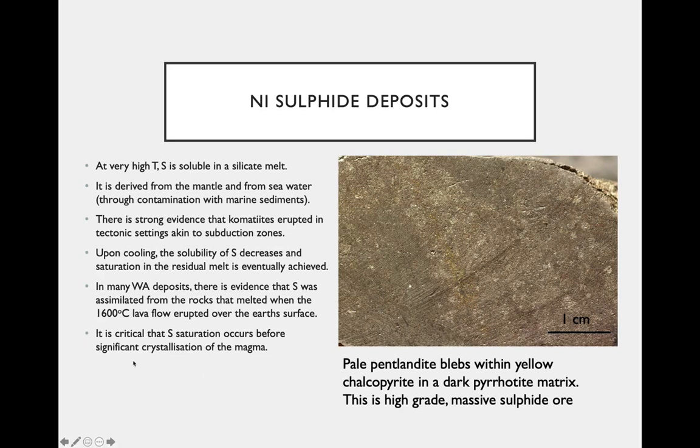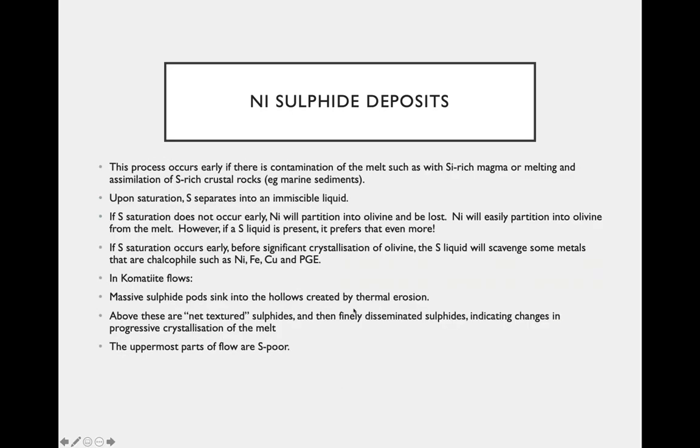And it's very important that sulfur saturation occurs early in the magma crystallization history, before substantial crystallization, because certain phases will take away those metals and make the deposit of lower grade. So it occurs during this contamination. Upon saturation, sulfur separates. If it does not occur early, nickel will partition into olivine and be lost. So this is what I'm saying. It has to occur before olivine crystallization, which usually is one of the early crystallizing phases in high magnesium ultramafic lavas.